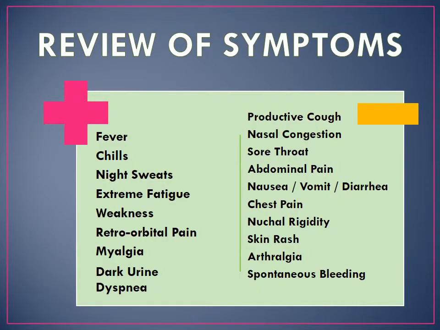The review of symptoms was pertinent for fever, chills, night sweats, extreme fatigue, weakness, retroorbital pain, myalgia, dark urine, and dyspnea. His family members denied productive cough, nasal congestion, sore throat, abdominal pain, nausea, vomiting, or diarrhea, chest pain, nuchal rigidity, skin rash, arthralgia, or spontaneous bleeding.